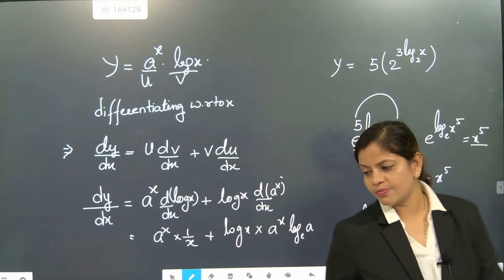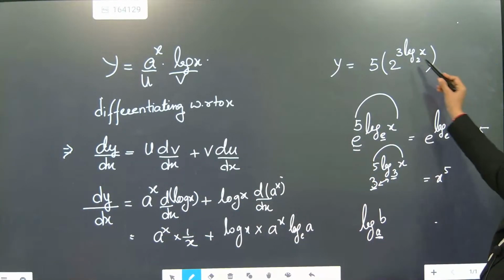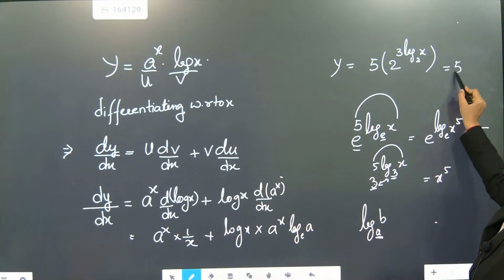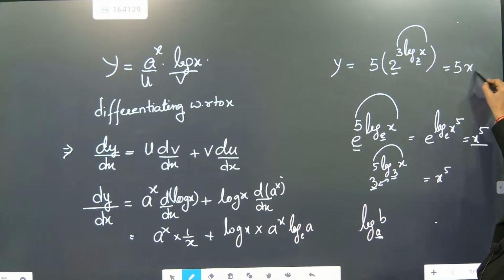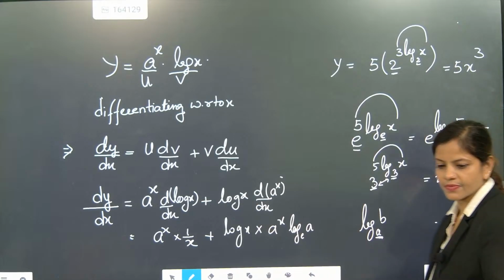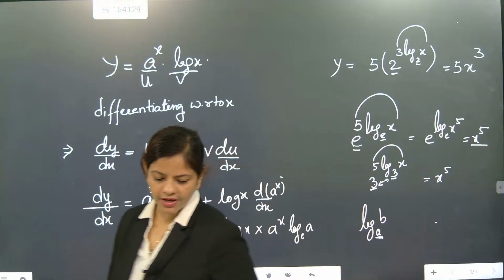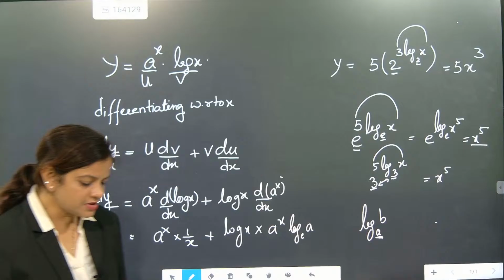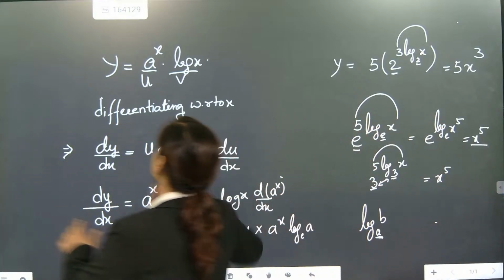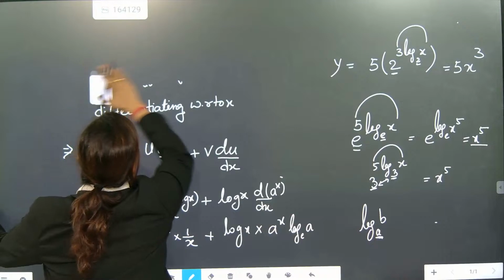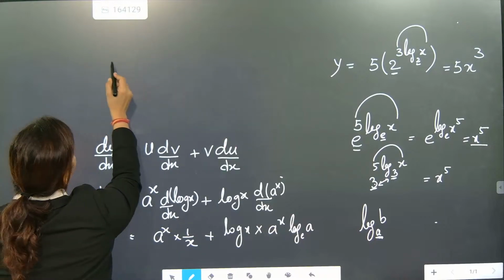So this is x to the power 5. So here, simple technique, 5 will be as it is. Here 2 is there, base is 2. That means 3 will come, it will become x to the power 3. Done. And once it comes x to the power 3, we only need to differentiate it. Okay. So let's see, we are going to differentiate it.